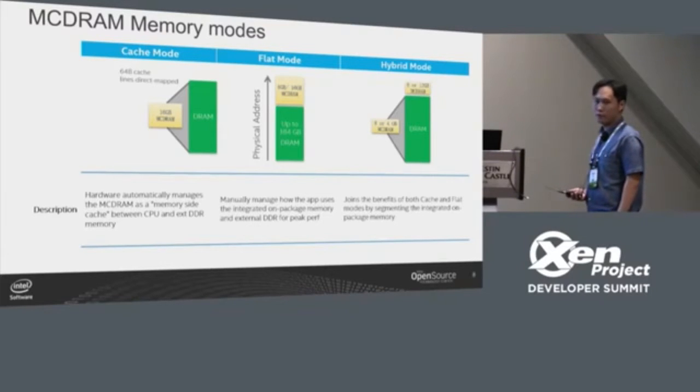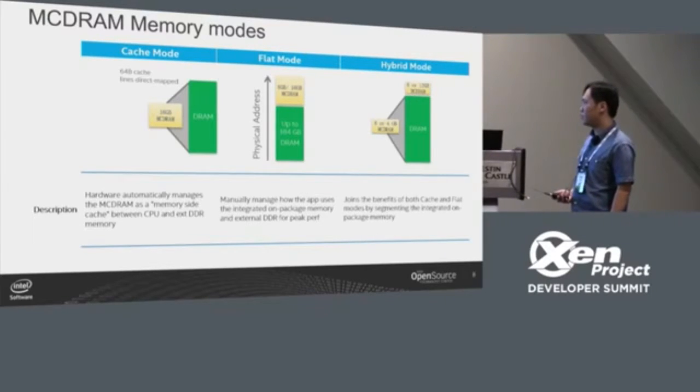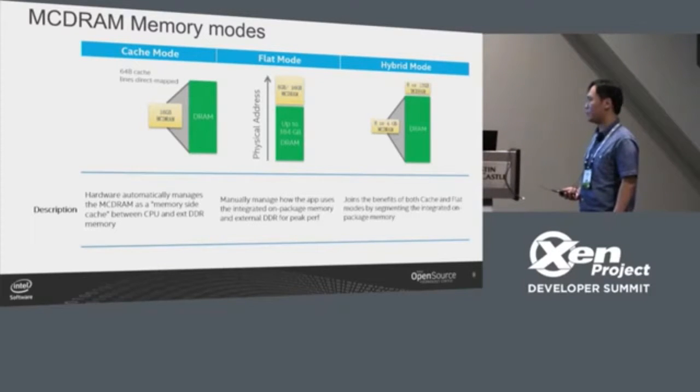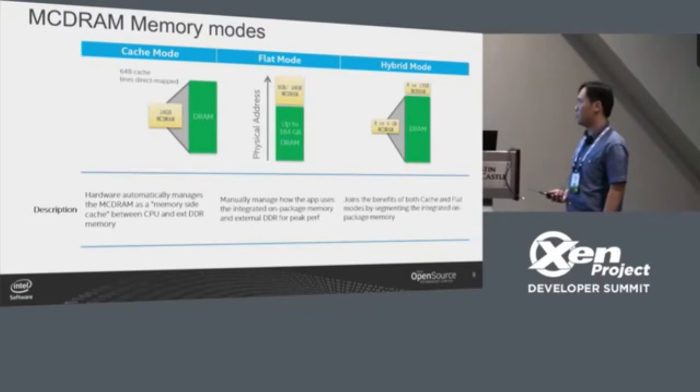The second mode is flat mode. In this mode, all the MCDRAM work as normal memories and in the same physical address space of DDRs. Software needs to be optimized, allocating important data in MCDRAM to get better performance.